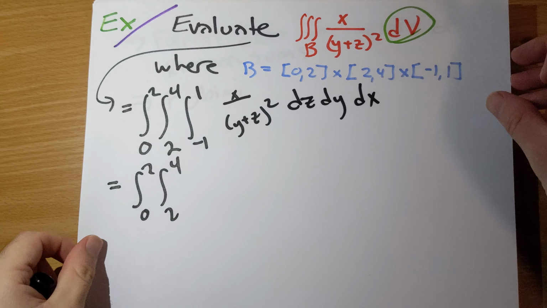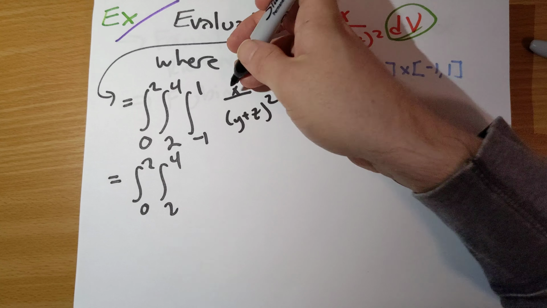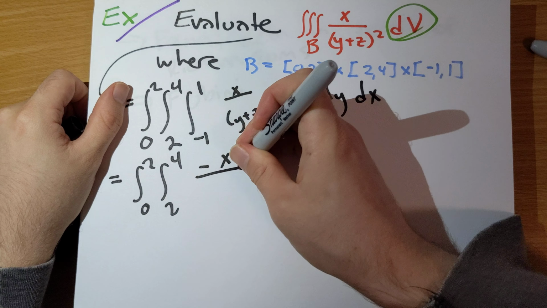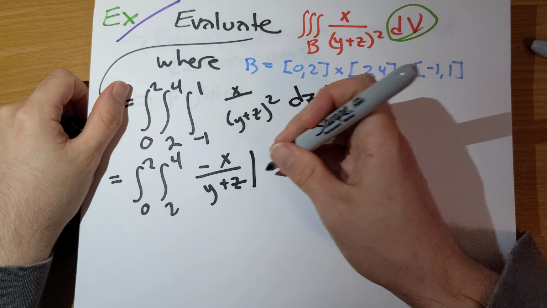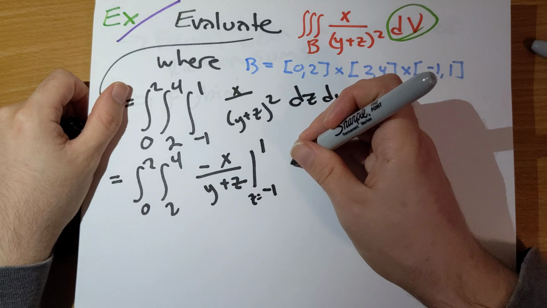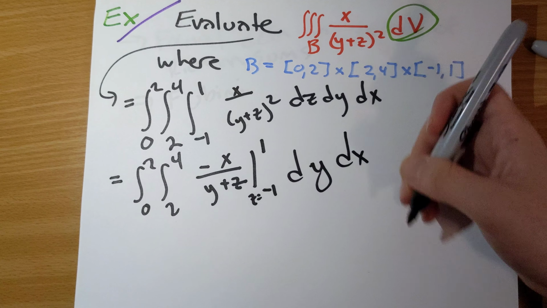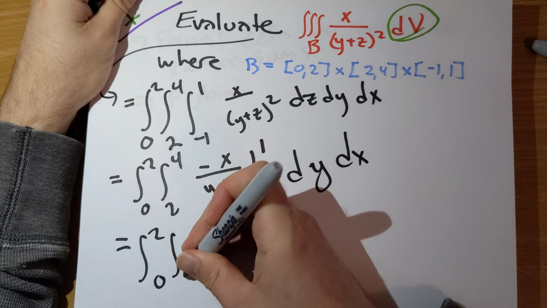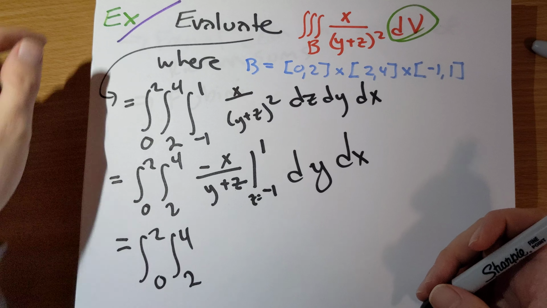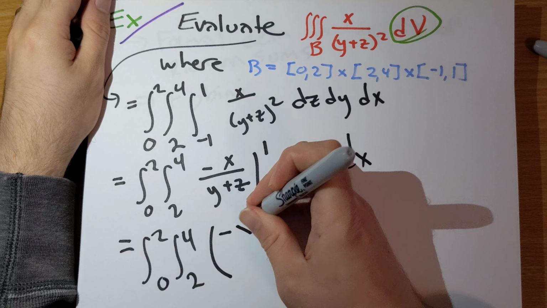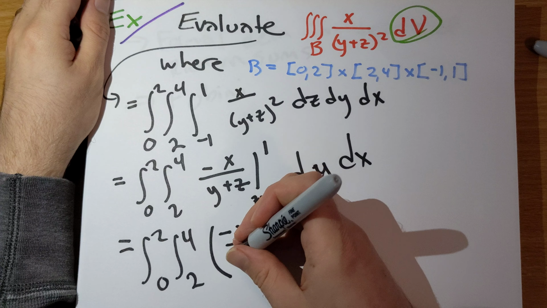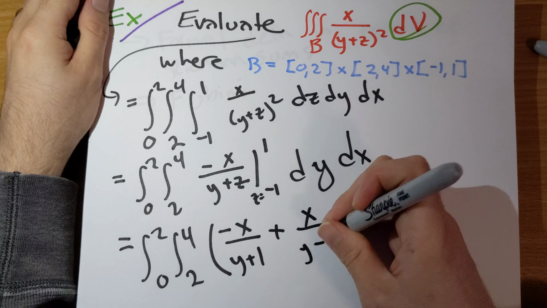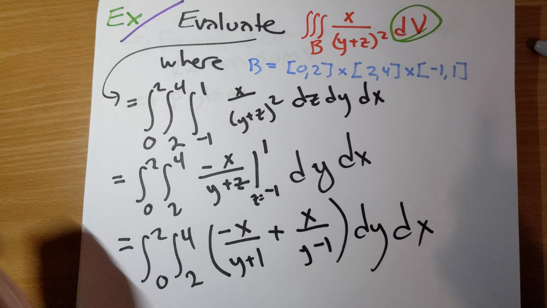Antiderivative of this with respect to z, and again, we're going to be thinking of x and y as constants. This part of the process is a very straightforward generalization of the double integrals that we did before. If you can evaluate double integrals from before, you can certainly evaluate this kind of triple integral. Plugging in z is 1 gives us -x over y plus 1, and then plugging in z is -1 gives plus x over y minus 1, dy dx.